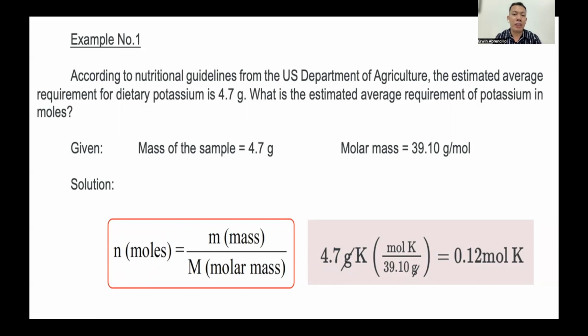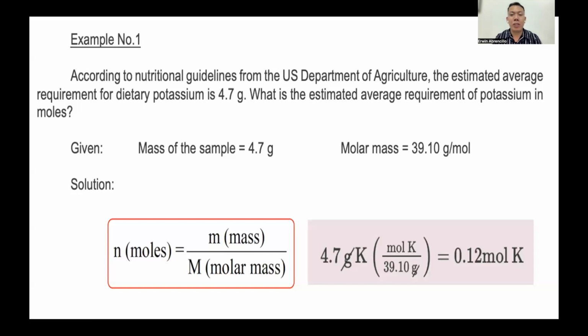For you to be guided properly in solving problems like this, or any problem in science, it's better to write it this way. First, you have to write the given and then the solution. Under the solution, you have to write the formula. For the given, you have to analyze first what the problem is. We have here the mass of the sample, which is 4.7 grams. You may likewise write the symbol for potassium, which is letter K, so 4.7 gram K, or 4.7 grams.